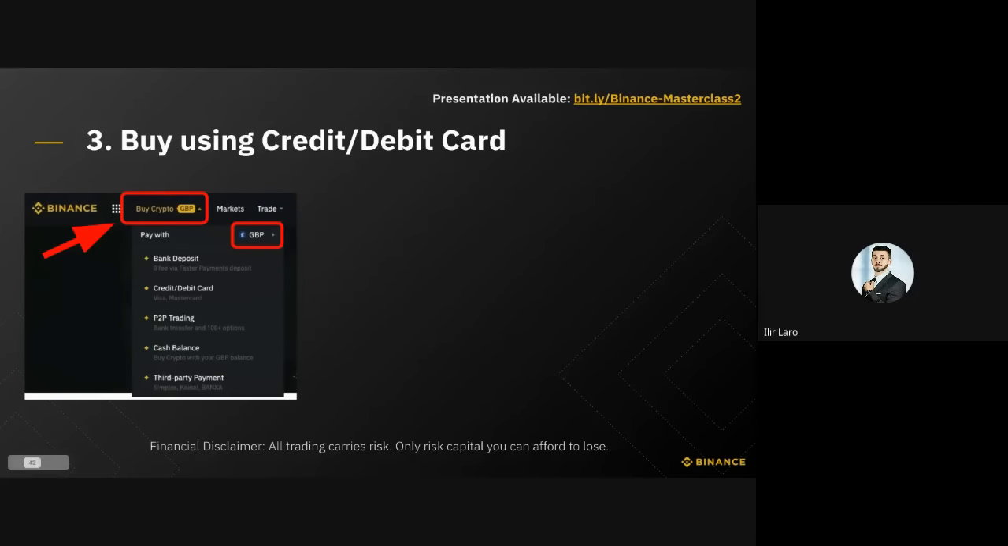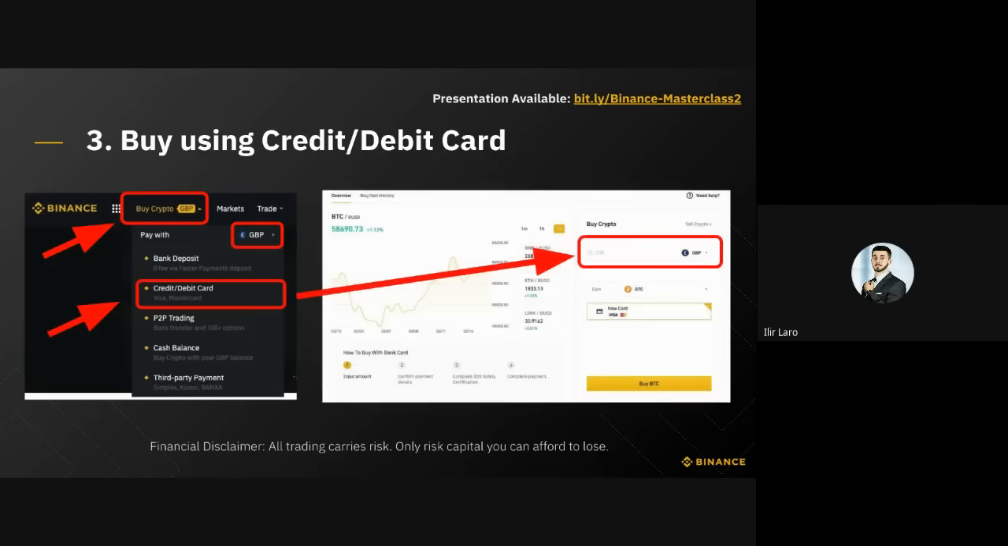So similar to the previous two steps, you go on Binance.com, then the top navigation bar. This time you go to the left-hand side, you hover over buy crypto, you choose your local currency. In this case, it's GBP. And then you click on credit and debit card, and you'll be directed to the credit and debit card page where you can start to buy crypto.